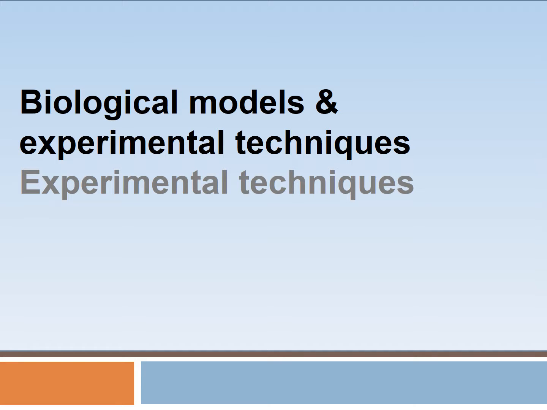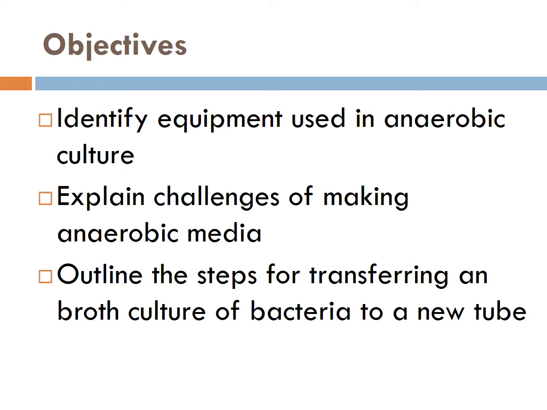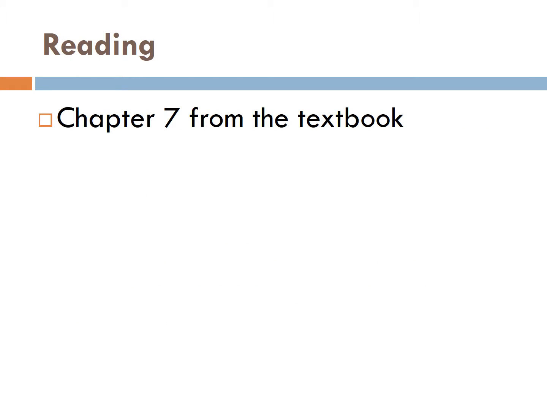Today, we'll conclude our 2 lectures on biological models and experimental techniques. By the end of this lecture, you should be able to identify equipment used in anaerobic culture. You should be able to explain the challenges of making anaerobic media, and you should be able to outline the steps of transferring a broth culture of bacteria to a new tube. Your reading is Chapter 7 from the textbook.